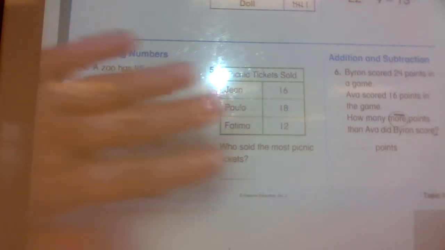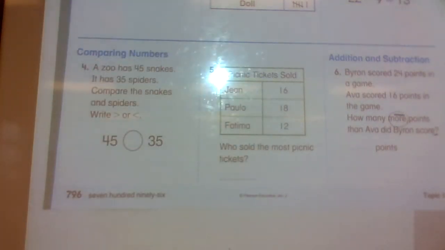Okay, this is the page, 796. You're going to ask your parents to take a picture of it, and then they're going to email that picture to me. All right, so this is our lesson for today. This was Geometry Lesson 5.